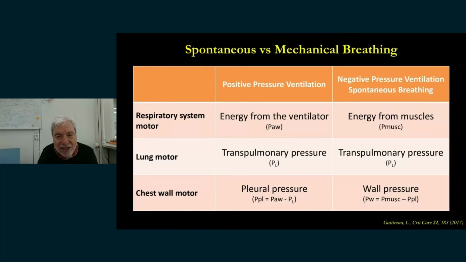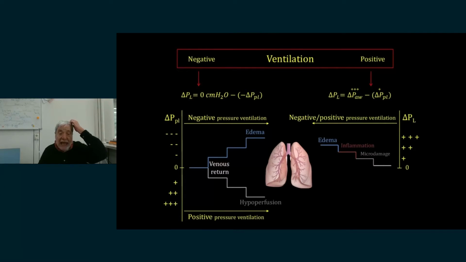I don't care what the motor is. If the transpulmonary pressure is the same, the movement of the lung is exactly the same. But there is one great difference. What is this great difference? You can see here the pressure inside of the thorax, the intrathoracic pressure. When I have positive, my hemodynamics has a problem. When I have negative, I suck blood into the central part.